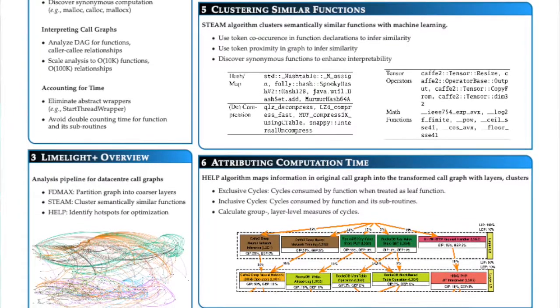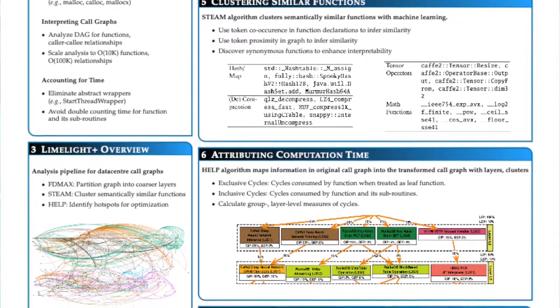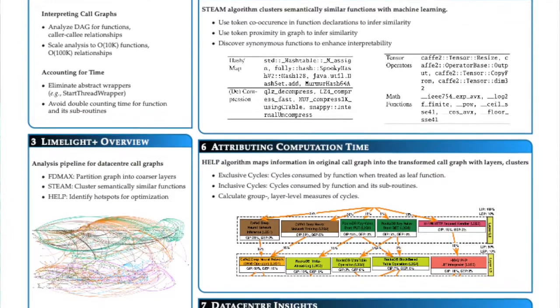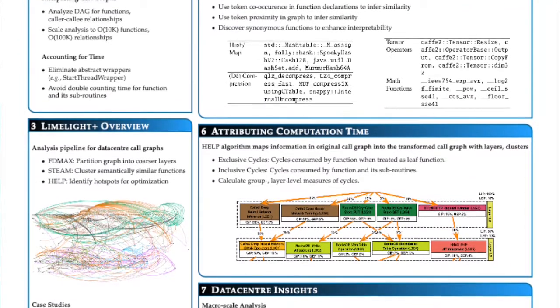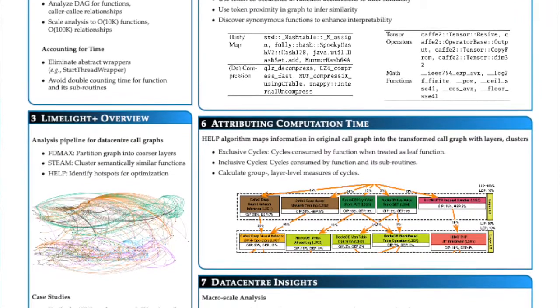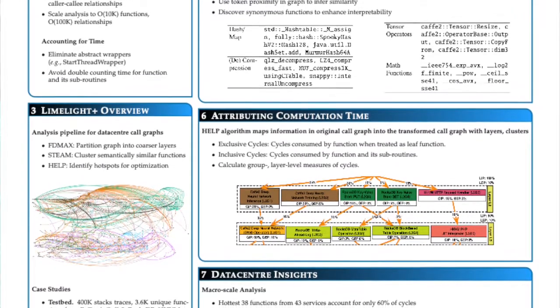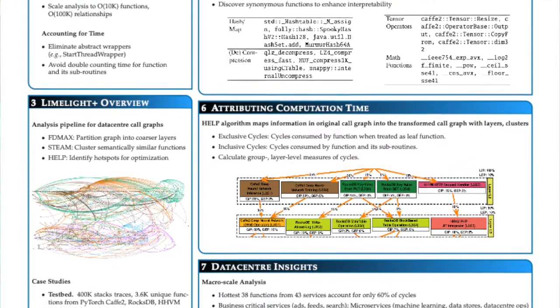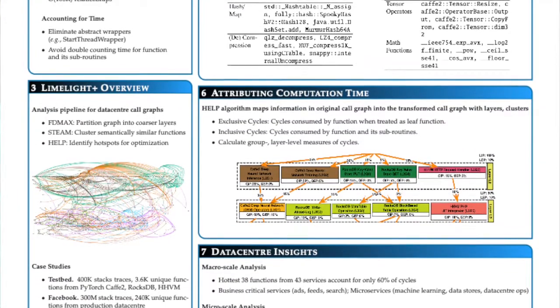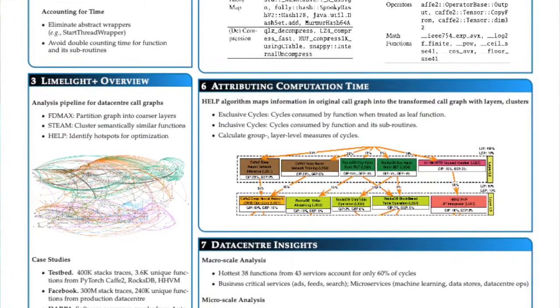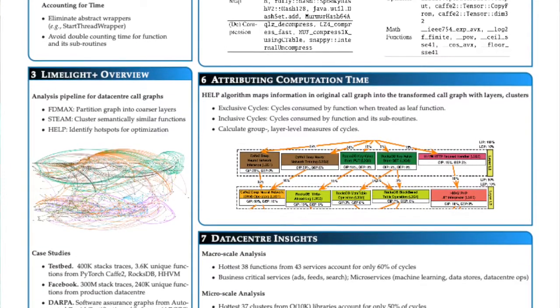The first algorithm partitions a large call graph into coarser layers, allowing a system architect to reason about computation at multiple scales. The second algorithm clusters semantically similar functions, providing a much larger optimization target for integrated and coherent acceleration strategies. The third algorithm identifies hotspots for optimization, either in hardware or software.